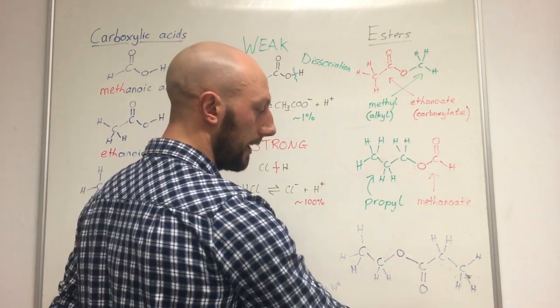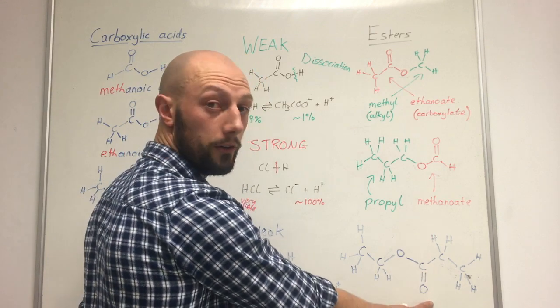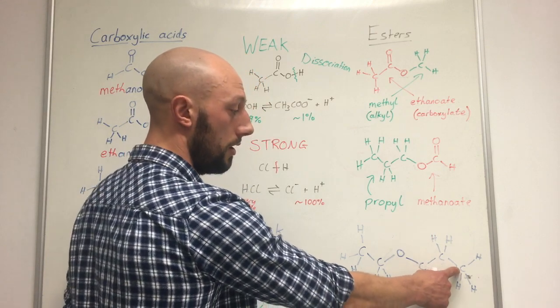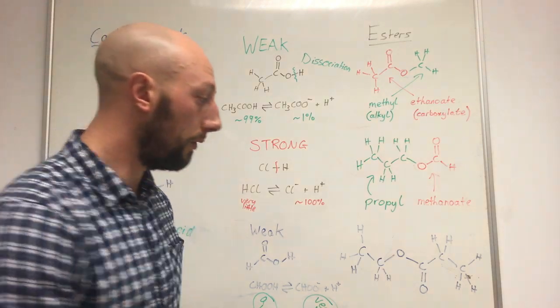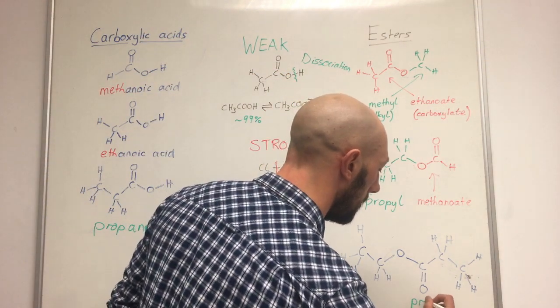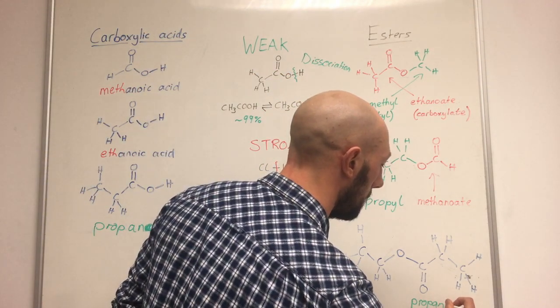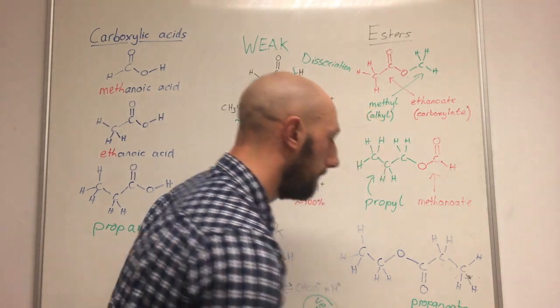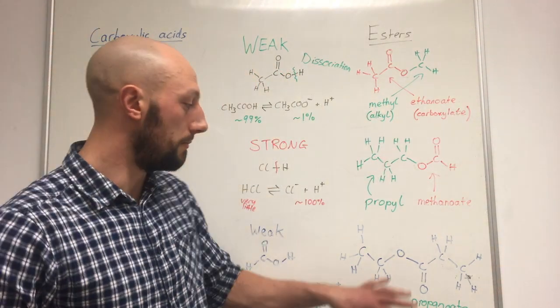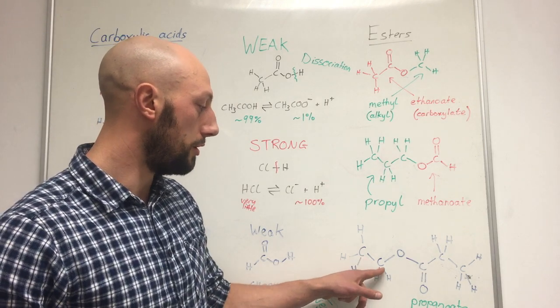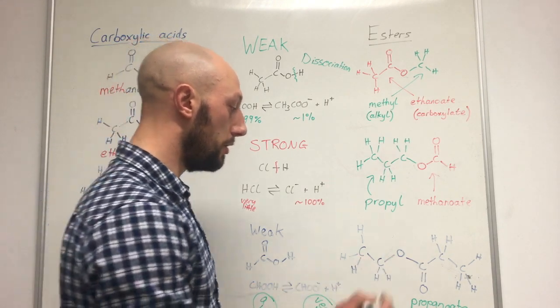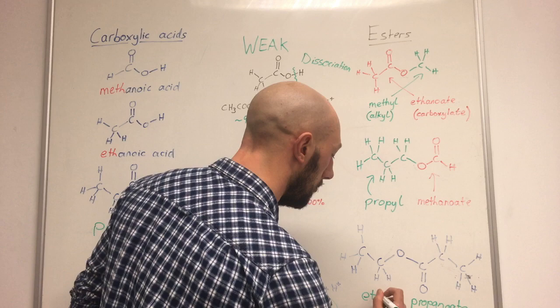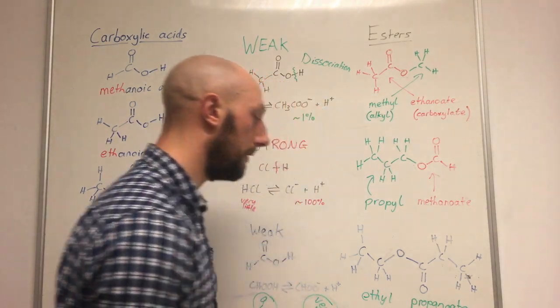I start with my carboxylic acid group. Here's my carbon double bonded to oxygen. I've got 1, 2, 3 carbons, so I call that propanoate. What's left is the remains of my alcohol, which is 1, 2 carbons. There's the oxygen linking them. 2 carbons is eth, so this one would be ethyl propanoate.